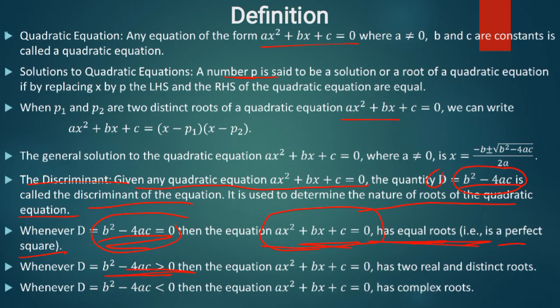If the discriminant is greater than 0, it means that the quadratic equation has two real distinct roots. If the discriminant is less than 0, it means that the quadratic equation has complex roots. So these are three important things you need to know about the discriminant. One, if it is equal to 0, it has equal roots. If it is greater than 0, it has two real roots. If it is less than 0, it has complex roots.